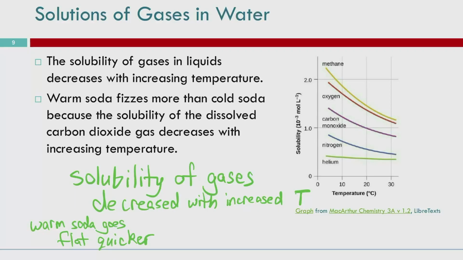And on our graph here, we've got, again, temperature on the x-axis. We've got a bunch of different gases. We've got solubility on the y-axis. We can see that as we move left to right, increasing temperature, all of these solubility lines are decreasing, so we've got lower solubility at higher temperature.